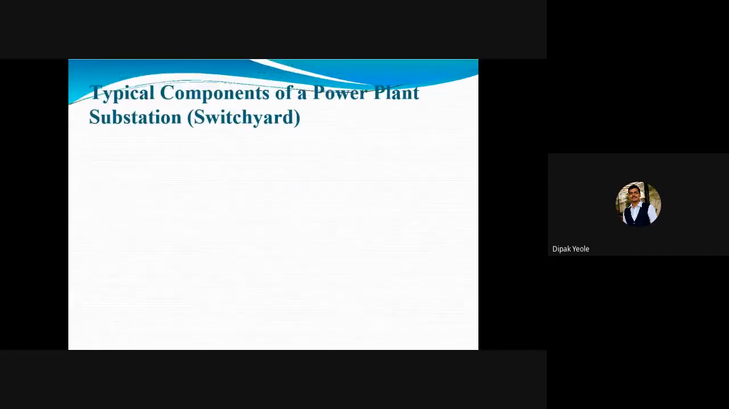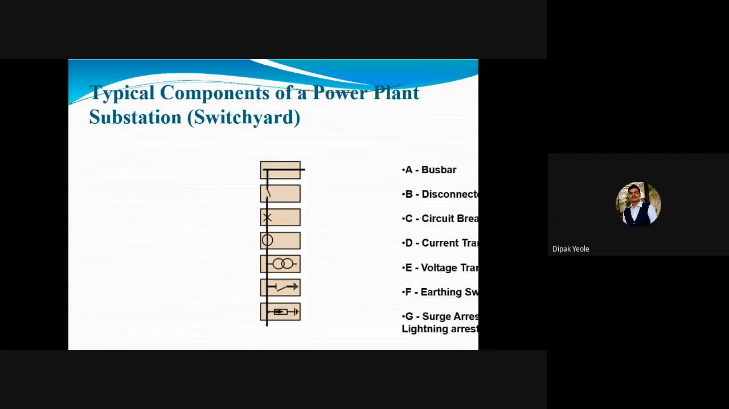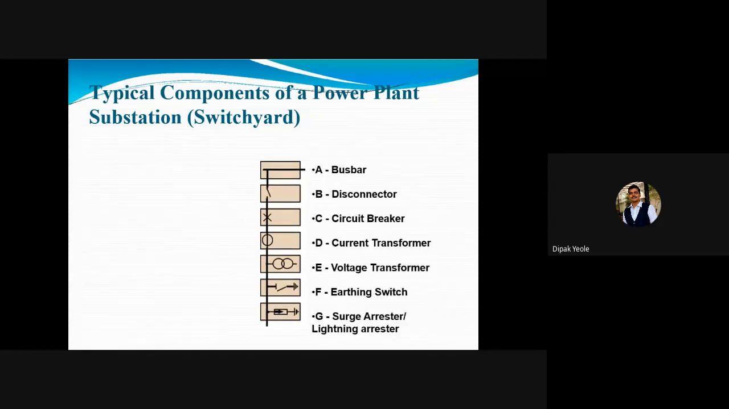So here I made one interesting presentation. You can see over here, this is the bus bar A, which denotes this component. This is the disconnector, isolator. This is the circuit breaker. This is the current transformer. This is the voltage transformer. This is the earthing switch, and this is the lightning arrestor.